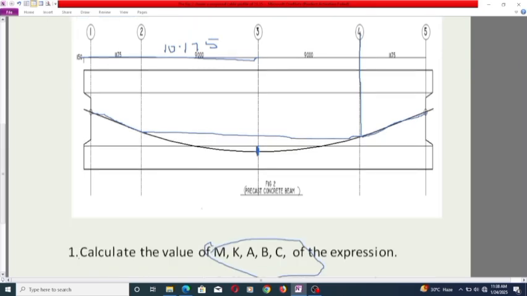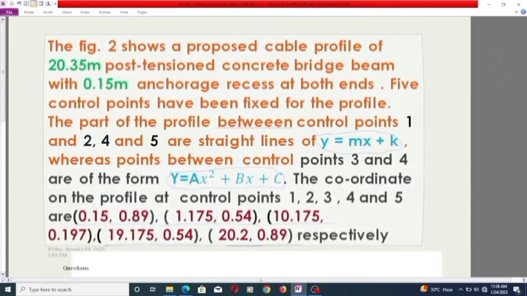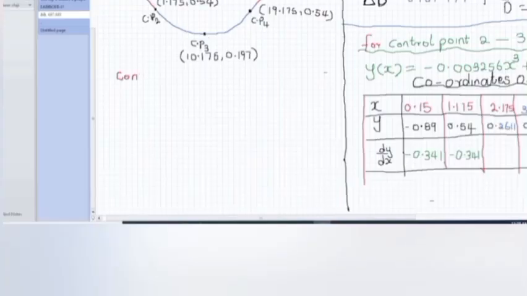So we look for the unknowns m, k, a, b, and c in the various expressions, and we have also been asked to determine the coordinates and the slopes at points on the profile at intervals of 2 meters. So let's go over and see how we can work that out. Now we look for the solution.